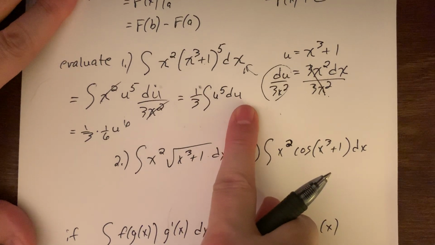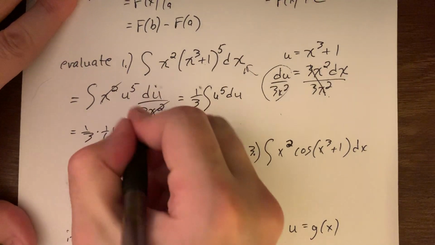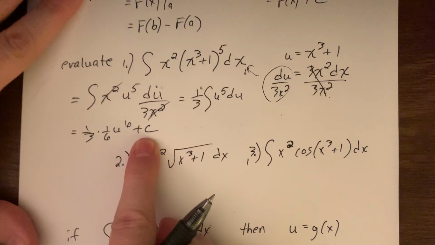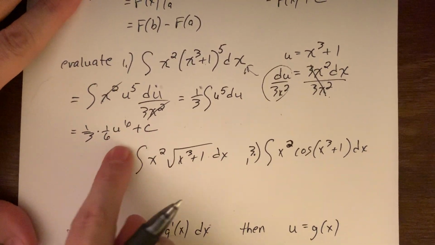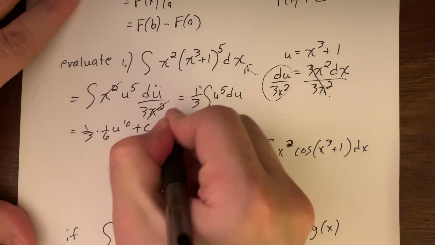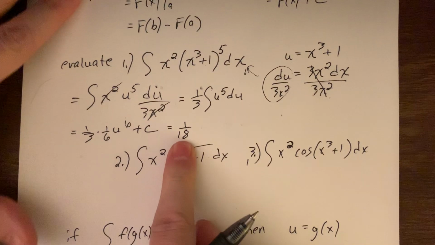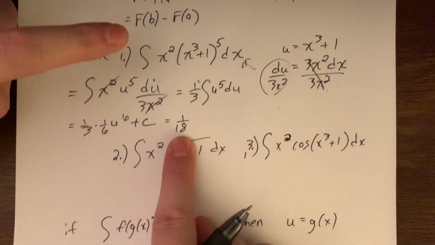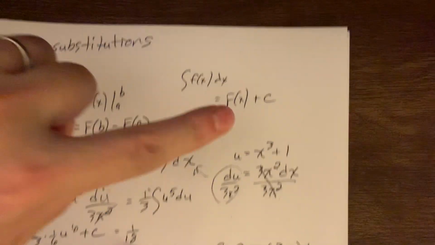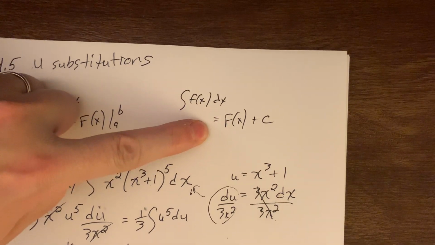I still found an antiderivative, so something comes at the end. This was an indefinite, so that will be a plus c. Now, just little things, good habits, right? 1/3 times 1/6 is 1/18. But this is the real big last step, everybody. Evaluate this integral. Find this general antiderivative.